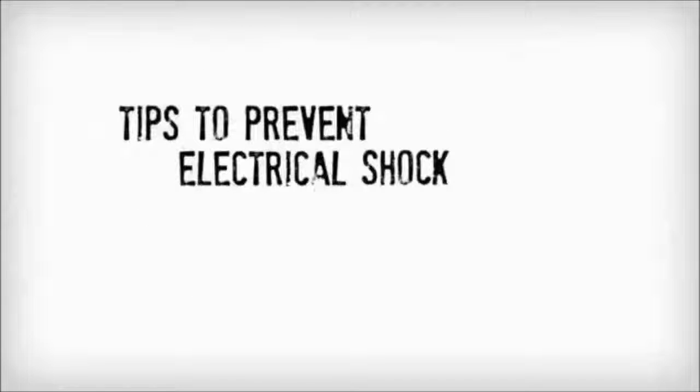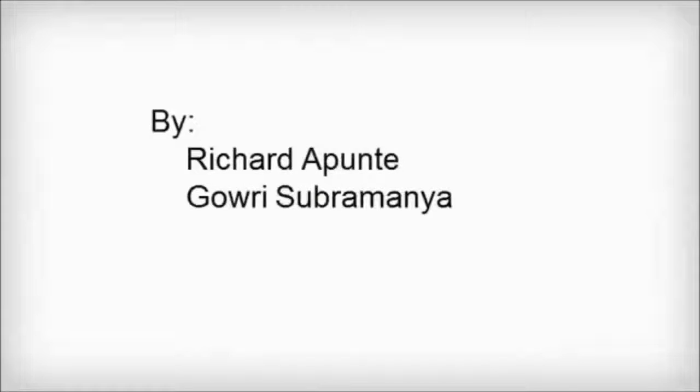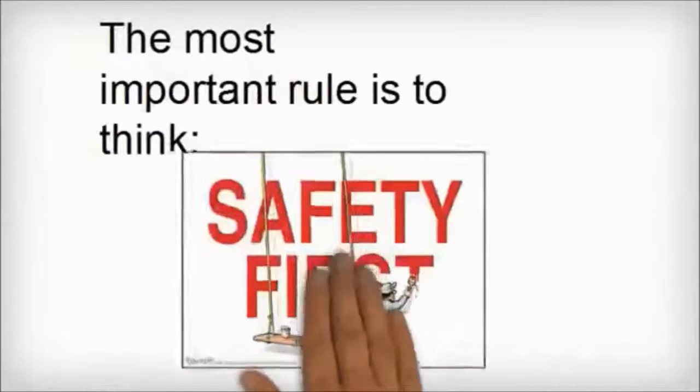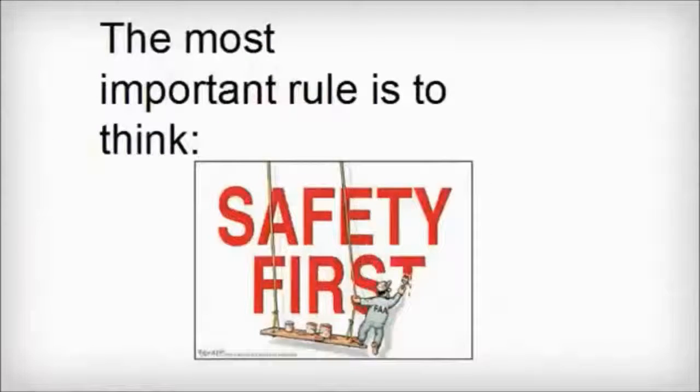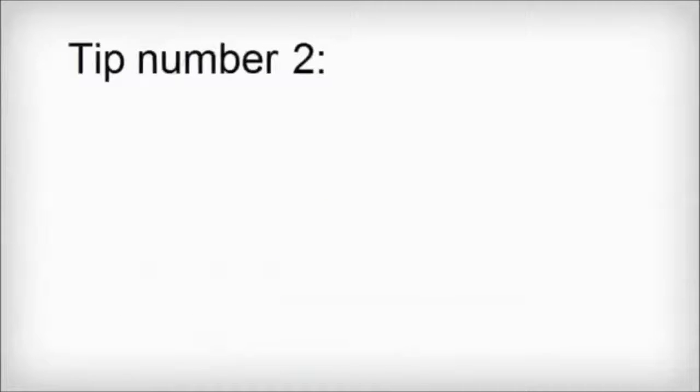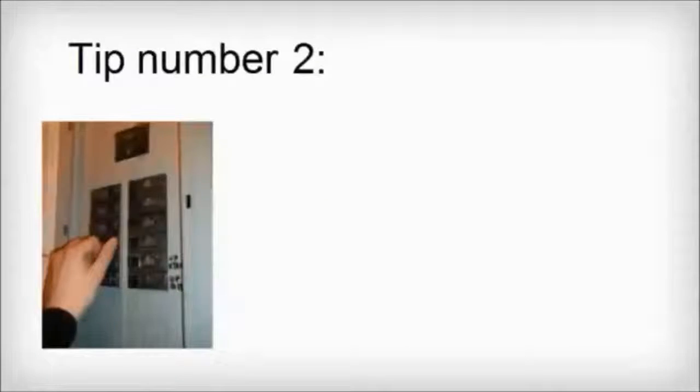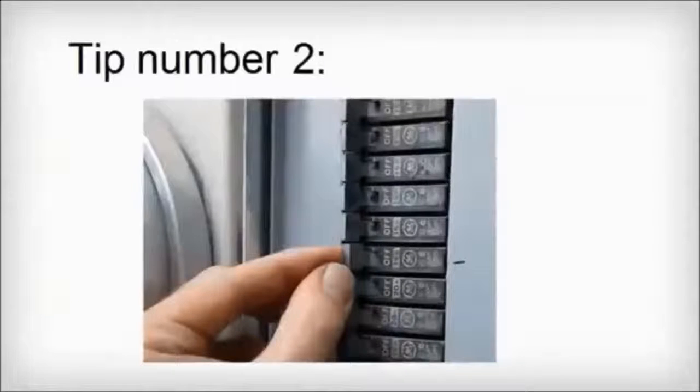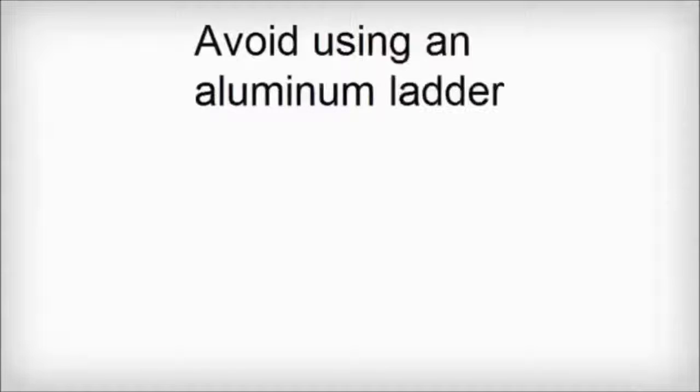Hi, in this video, we will take a look at some useful tips to prevent electrical shock. Remember, when using any electrical equipment, safety is our first priority. Be slow and careful while using electrical equipment. Shut off the power for all circuits before working on any appliance. Never use an aluminum ladder. Use wooden ladders instead.